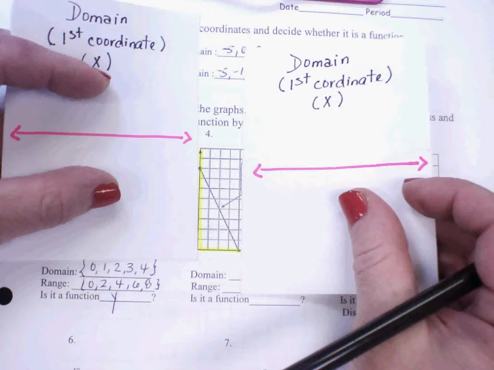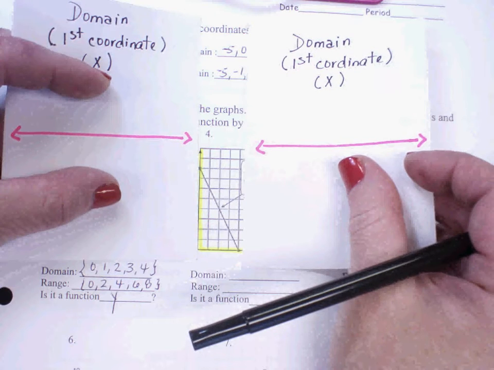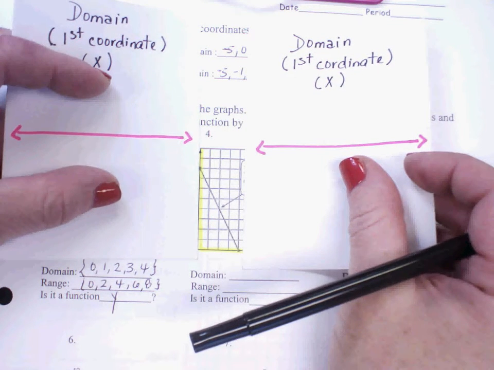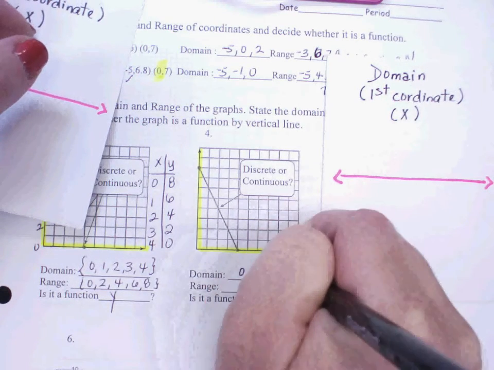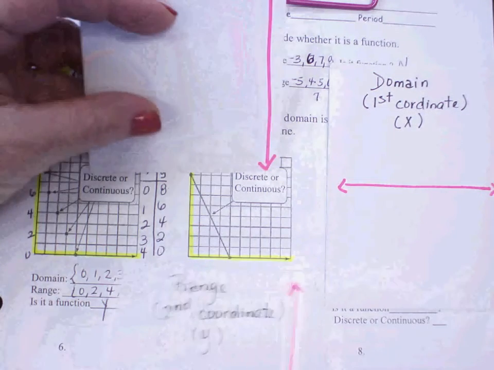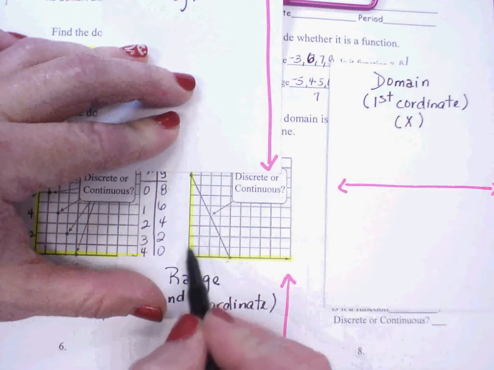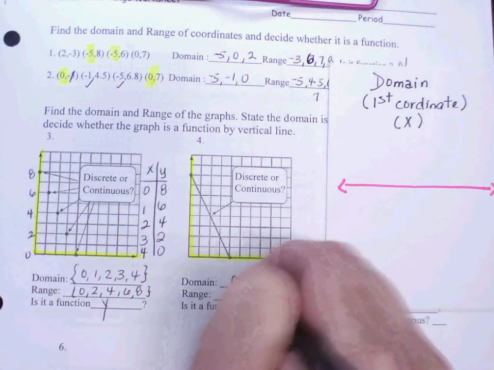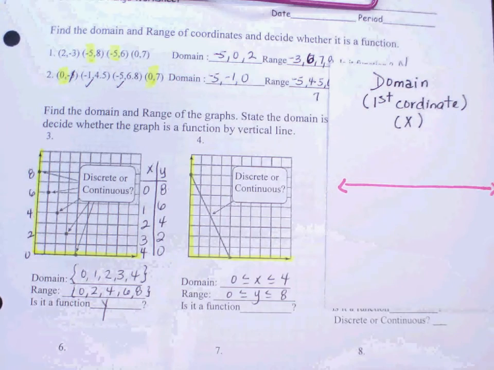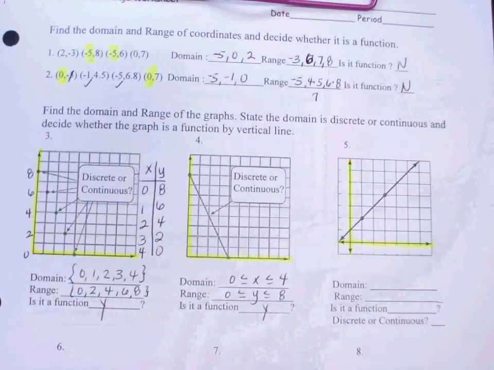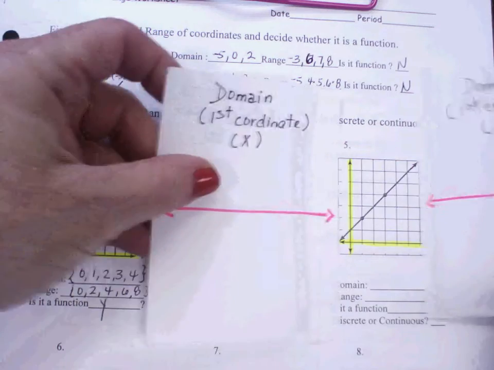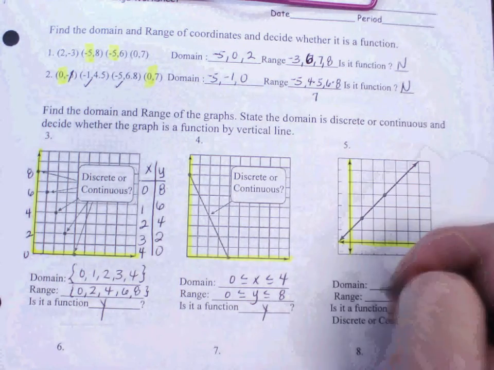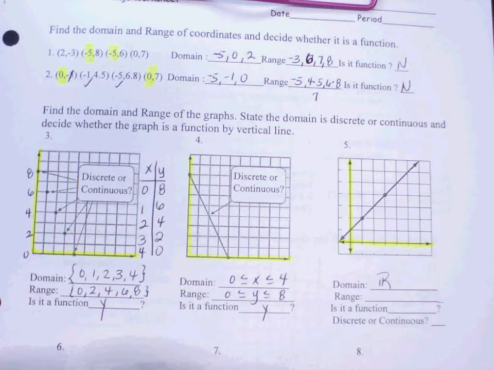All right. Domain. Come on, guys. From 0 to 4. So 0, x, 4, right? Range? 1, 2, 3, 4, 5, 6, 7, and 8. Is it a function? Yes, most definitely. The graph ones are the easiest ones, too.